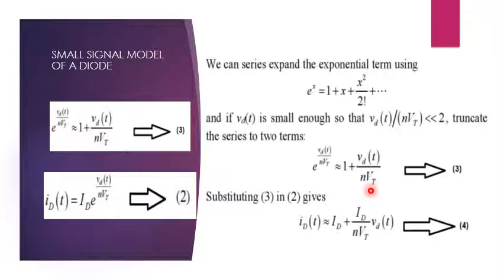Now you have to substitute the third equation in the second equation. What is your third equation? Wherever you have this exponential part, you just substitute it. The one is, when compared to that, a very small value, so that is what I am substituting: 1 plus v_d(t) over eta V_T. This value you substitute in equation 2. What is your equation 2? Shall I go back? No need, you have noted it down. Clear? Right.